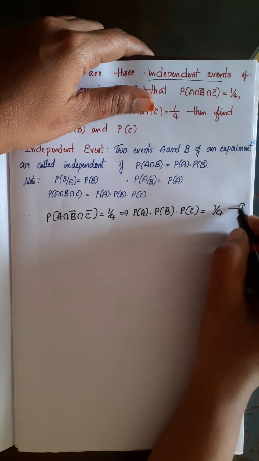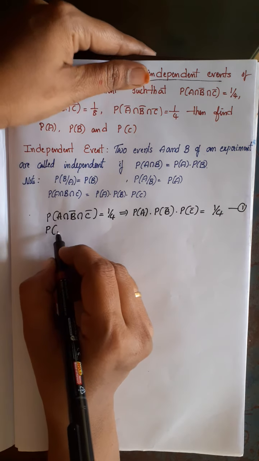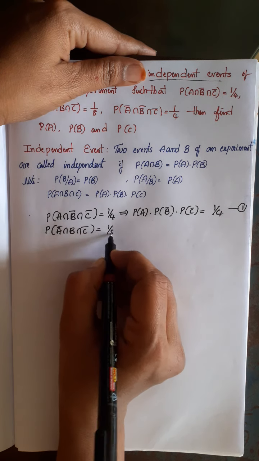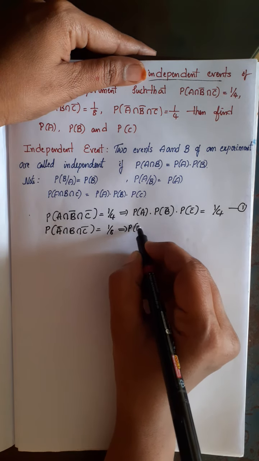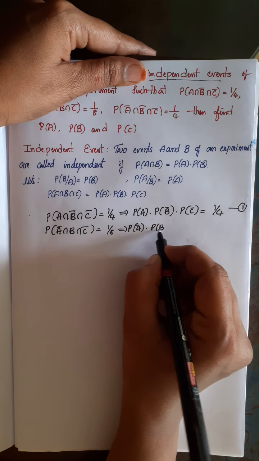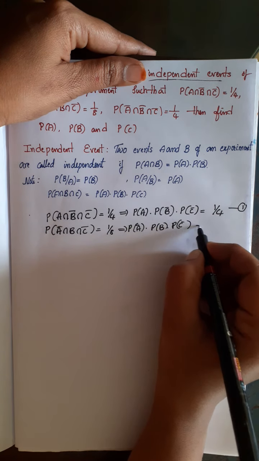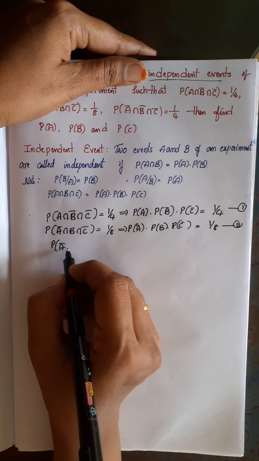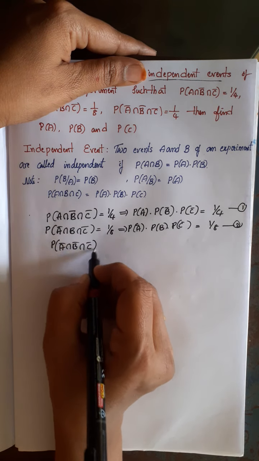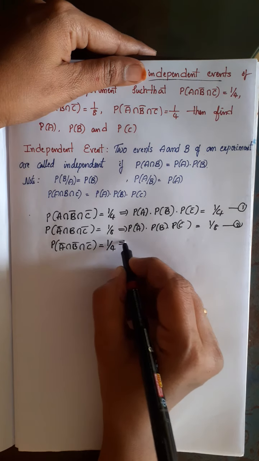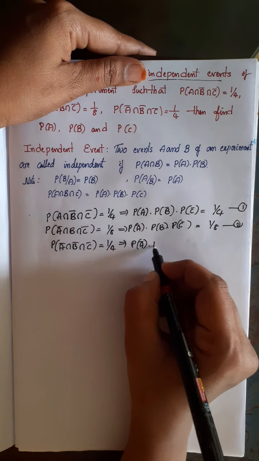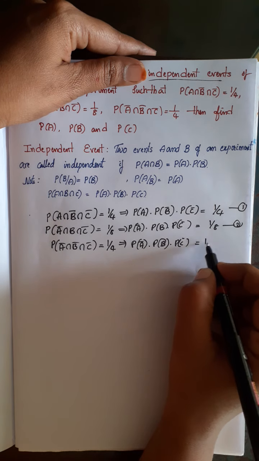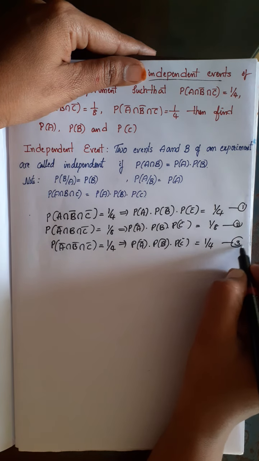You say this as 1. And second one, you take A complement intersection B intersection C complement is equal to 1 by 8. That is nothing but P of A complement into P of B into P of C complement is equal to 1 by 8. This is 2. Next, the third one is equal to 1 by 4, into P of C complement is equal to 1 by 4, you say this as 3.